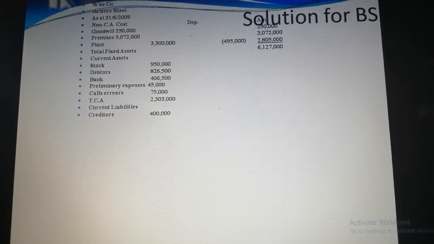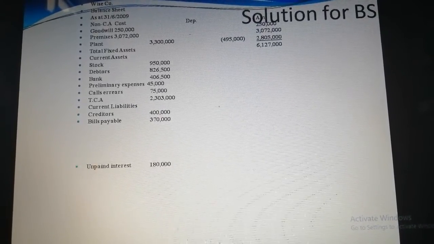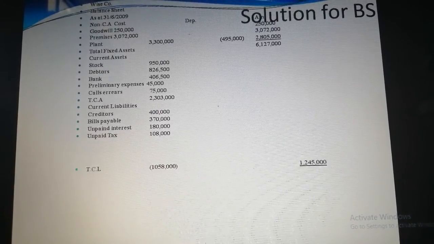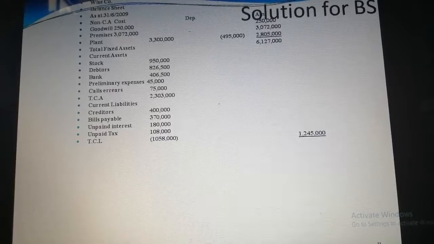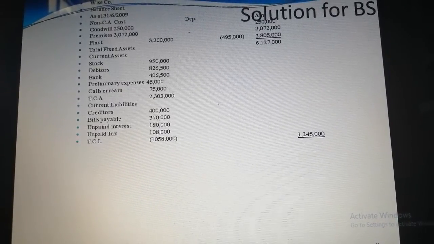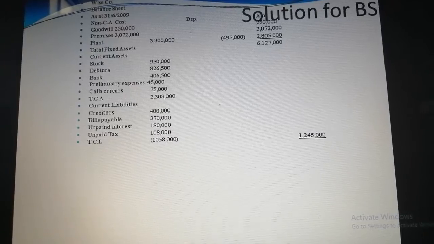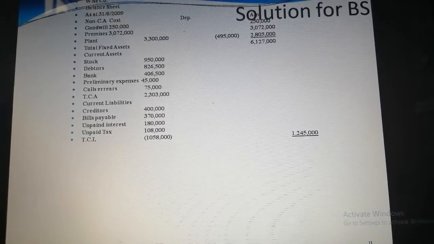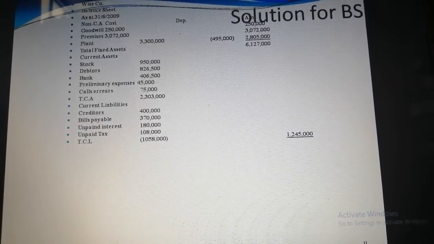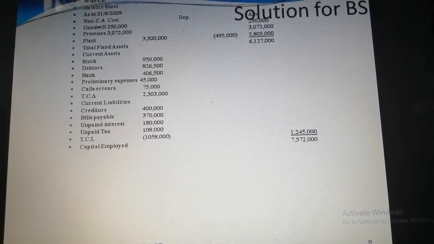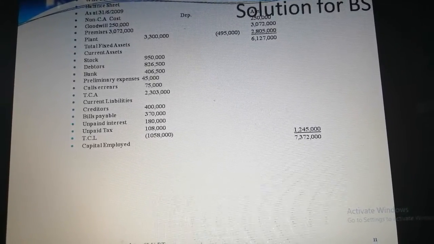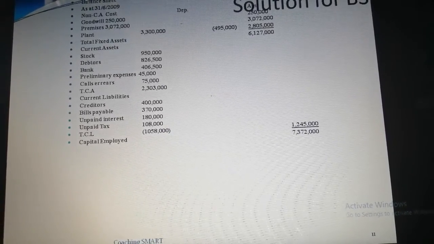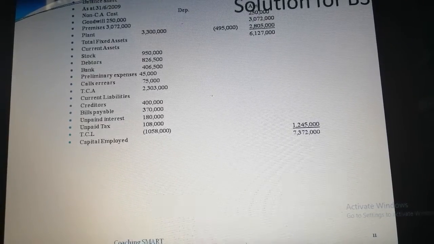Current liabilities: we have creditors 400,000, bills payable 370,000, unpaid interest 180,000, and unpaid tax 108,000. When you total, you get 1,058,000. Now what you do, you say total current assets minus total current liabilities. When you less, you get 1,245,000, which is called net current assets. When you total fixed assets plus net current assets, you get what we call capital employed, financed by.